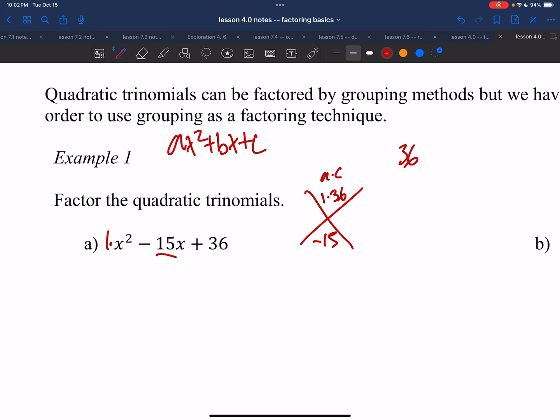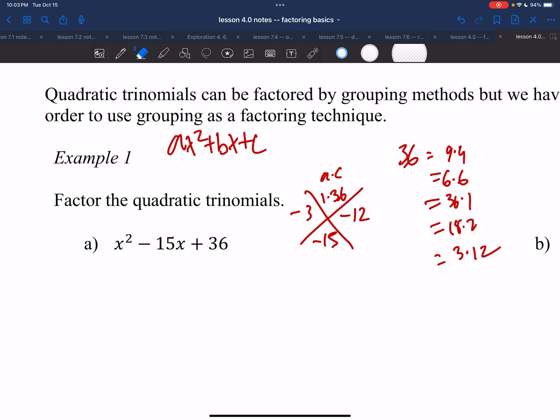What are multiples of 36? Well, let's see. You've got 9 and 4. You've got 6 and 6. You've got 36 and 1. You've got 18 and 2. You've got 3 and 12, right? And so you consider all these multiples and you say, well, which multiples could I possibly use to get this negative 15 here? And I say, well, look at 3 and 12, right? Negative 3 minus 12 is negative 15. And if you did multiplication, negative 3 times negative 12 would get you positive 36.